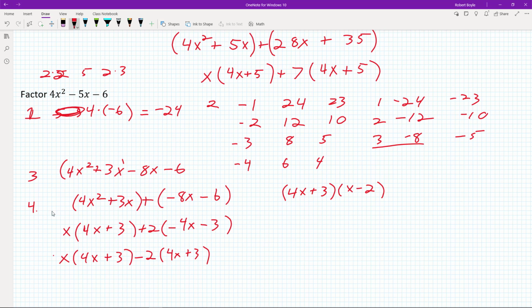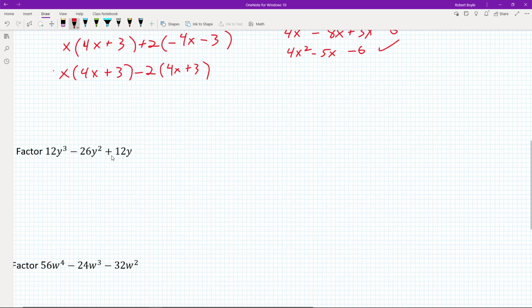Let's go ahead and check. We will have 4x times x, that's 4x squared. I will have 4x times negative 2, that's going to be negative 8x. 3 times x is positive 3x. And then we have a negative 6. Combining the like terms here, I have 4x squared, negative 5x, minus 6. So this and this are the same, and everything checks out.